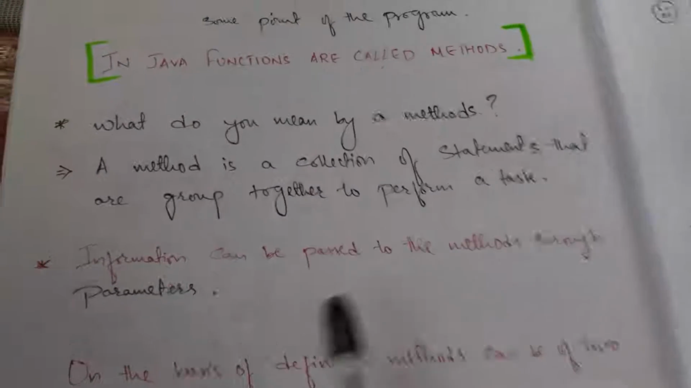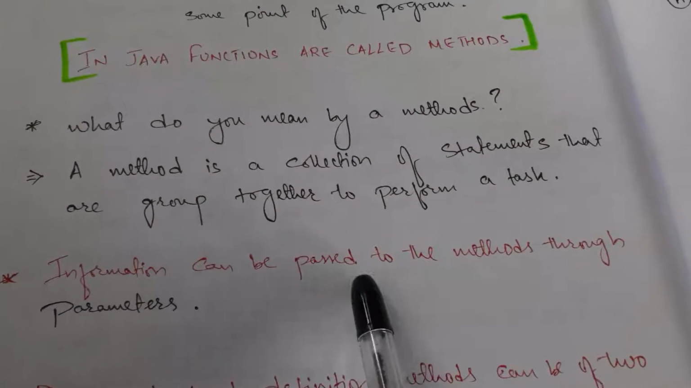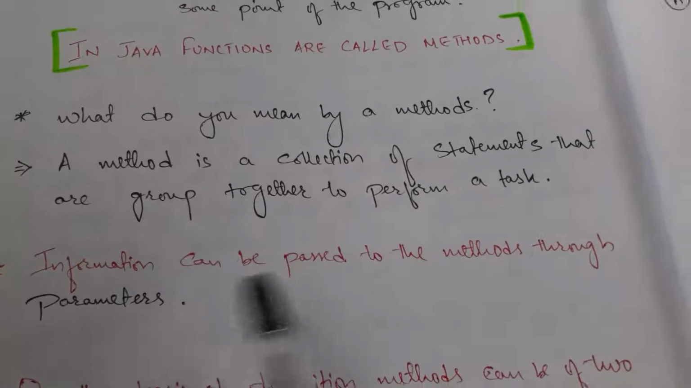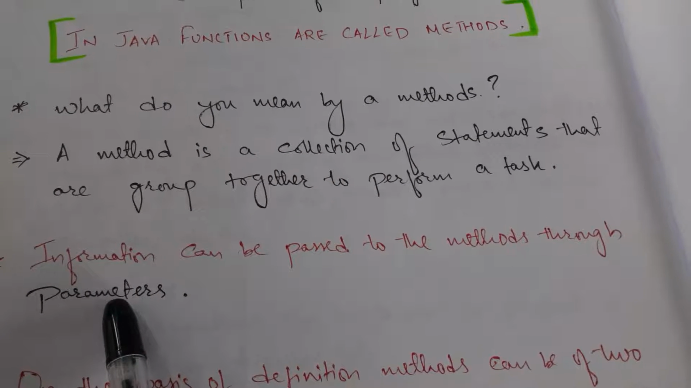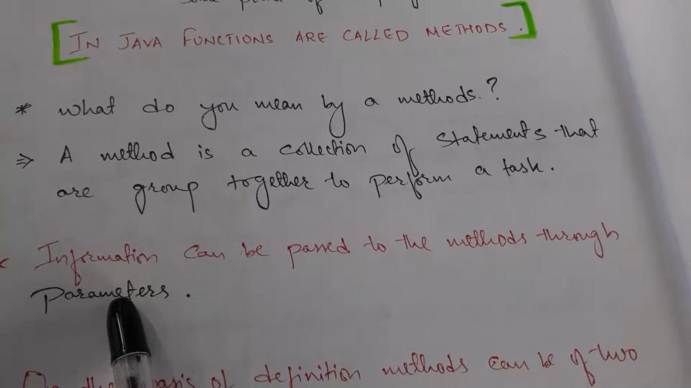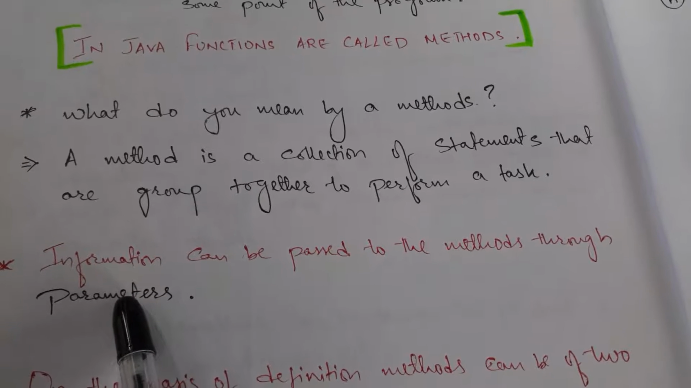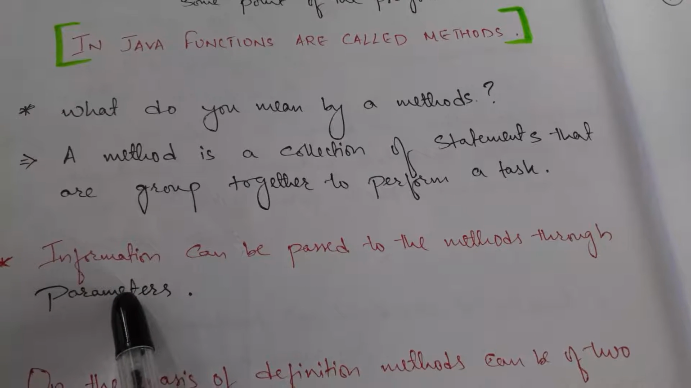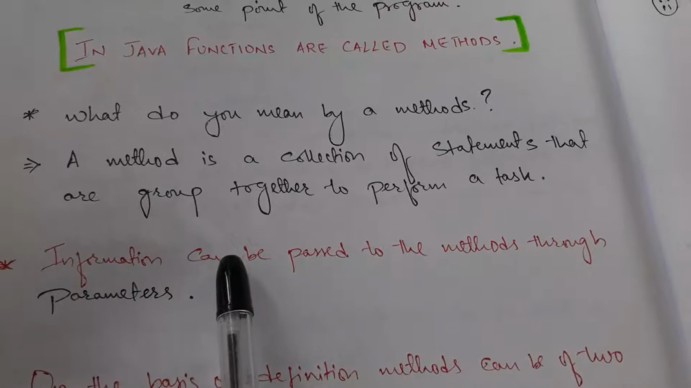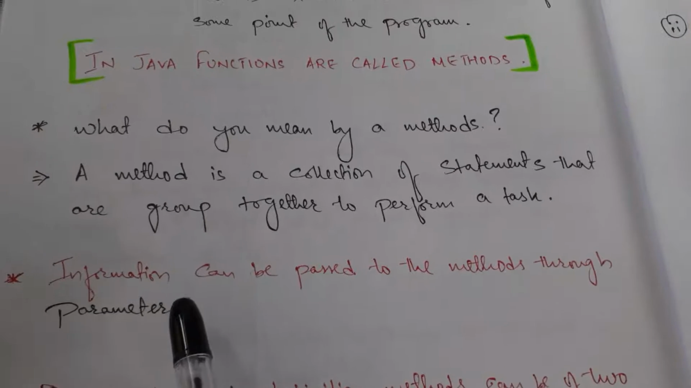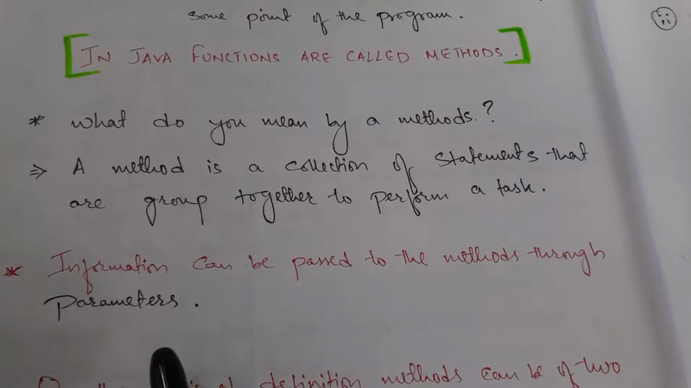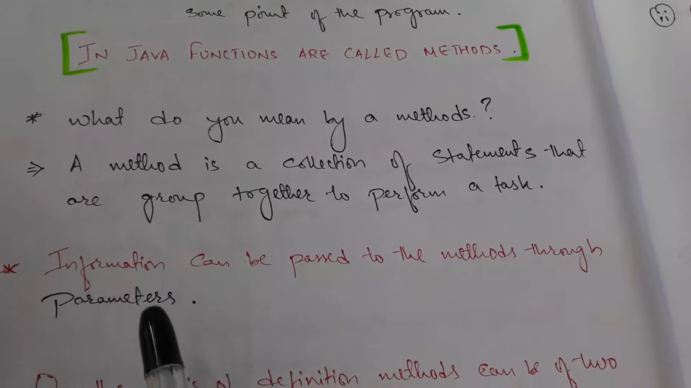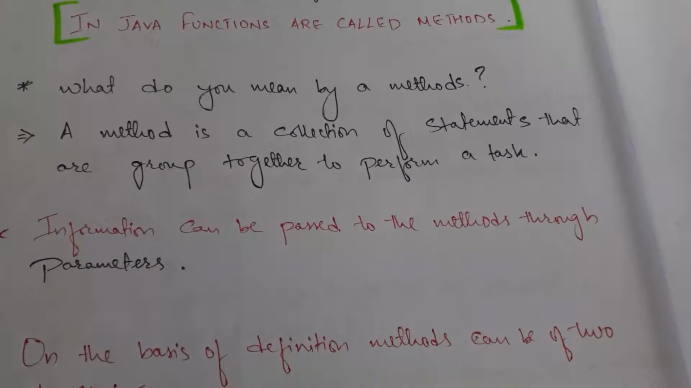Now, information can be passed to the methods through parameters. That means whenever we are dealing with methods in Java programming, information has to be passed to the method through what? Through parameters. Parameters means arguments or the values that will be present in the method portion.